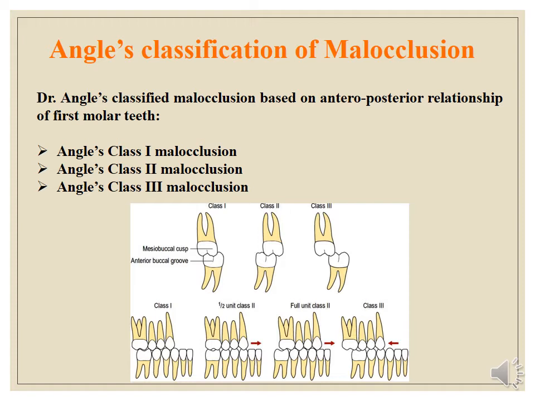Dr. Angle classified malocclusion based on the anterior-posterior relationship of the first permanent molars. So we have three classes: Angle's Class 1 malocclusion, in which the mesial-buccal cusp of the upper first permanent molar will occlude with the buccal groove of the lower first permanent molar. In Class 2, the buccal groove of the lower 6 will be distal to the mesial-buccal cusp of the upper 6, while in Class 3, the buccal groove of the lower first permanent molar will be mesial or anterior to the mesial-buccal cusp of the upper 6. So this is the general Angle classification of malocclusion.